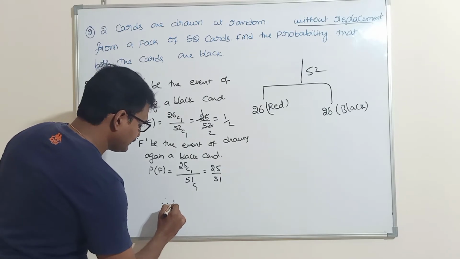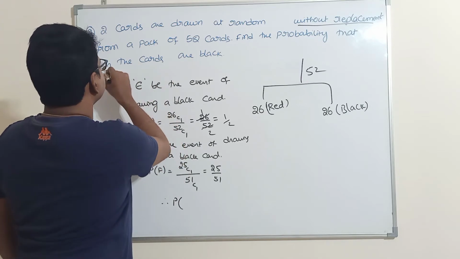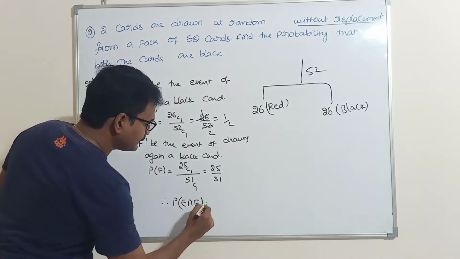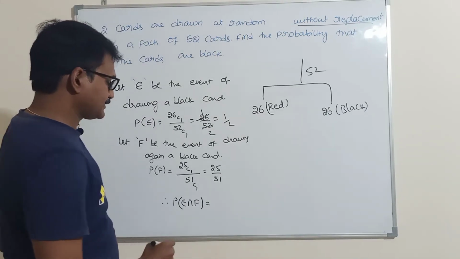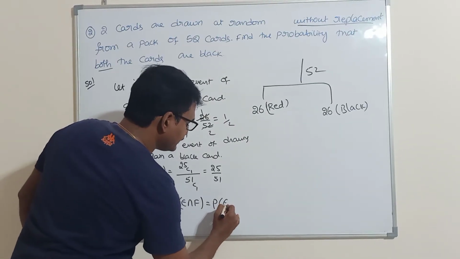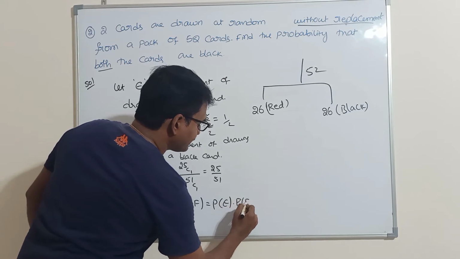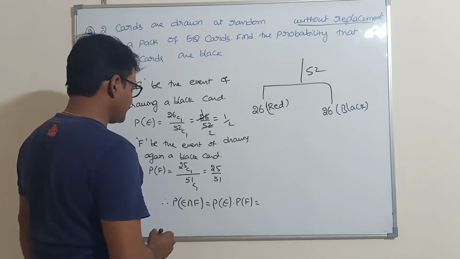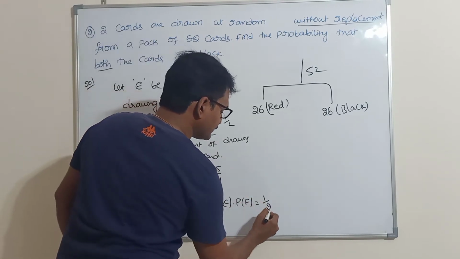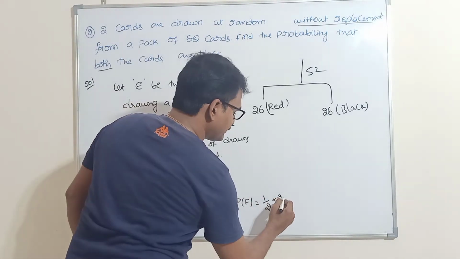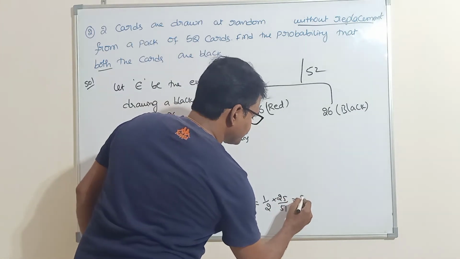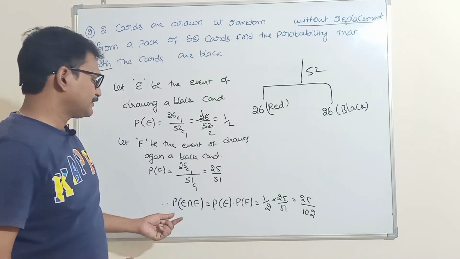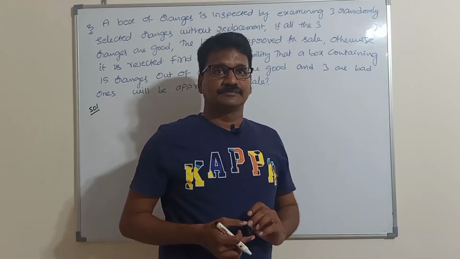Therefore, both the cards are black means E intersection F. P of E intersection F is equal to P of E into P of F. There is no relation between the first event and the second event. So P of E is 1 by 2, into P of F, which is 25 by 51. So 25 by 102 is the probability of drawing both cards as black cards.